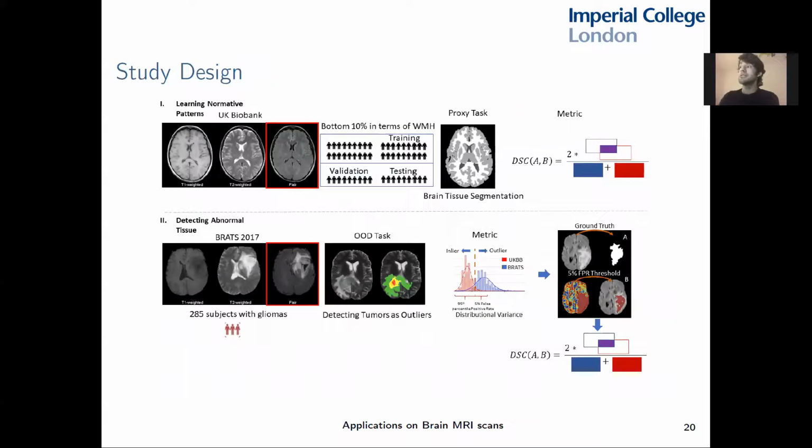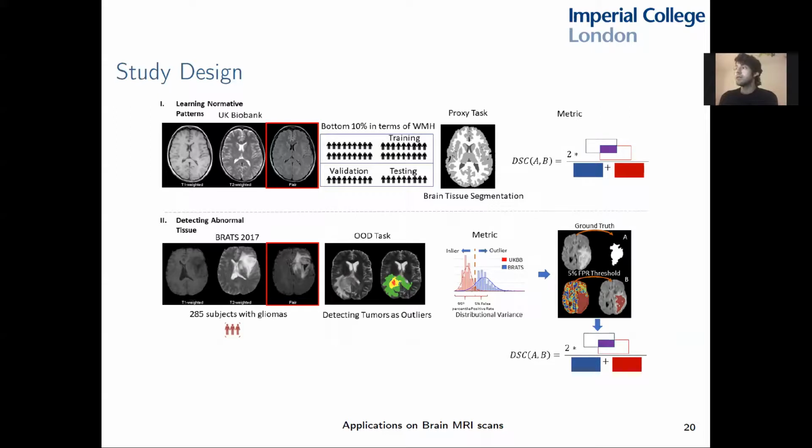All right, so what is the study design? We operate in a supervised learning scenario, so we need to learn what is normal inside the brain. For this, we use the UK Biobank and T2 FLAIR scans with a proxy task of brain tissue segmentation. Then, going forward, we use BRATS, which, as you all know, has scans with tumors, which in this context can be seen as outliers, given that the UK Biobank doesn't have any. Bottom line, we essentially want to detect the tumors as outliers.